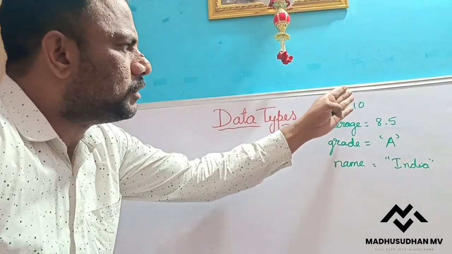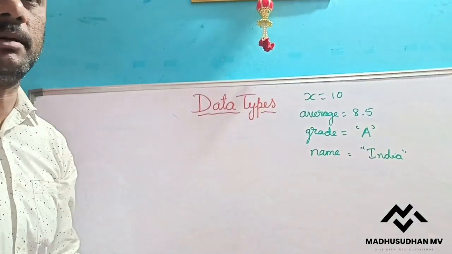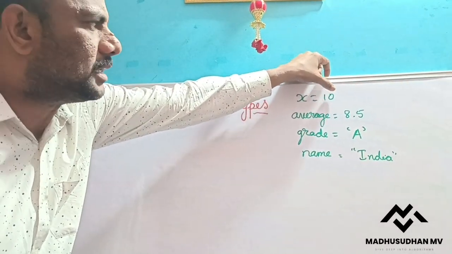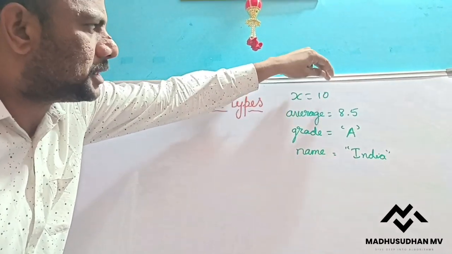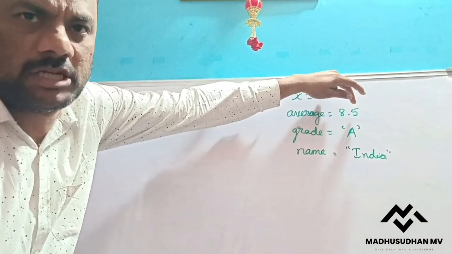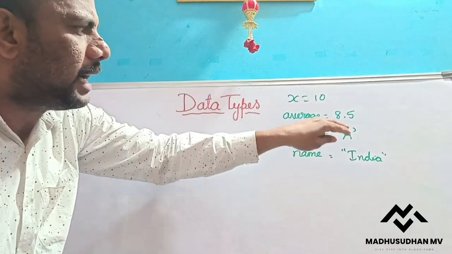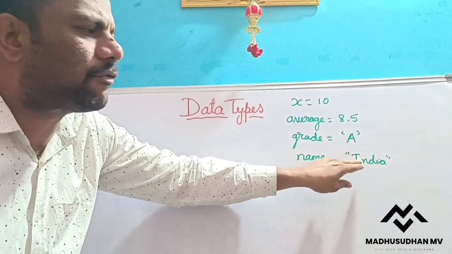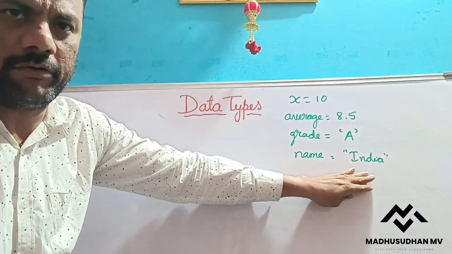In these variables, we may use different types of data. The first type of data is called integer data. It doesn't have any floating point number, that is, decimal point number. This is a floating point number, so it has a fractional part as well as an integer part. This is a single character type of data, and this is a set of characters called string type of data.